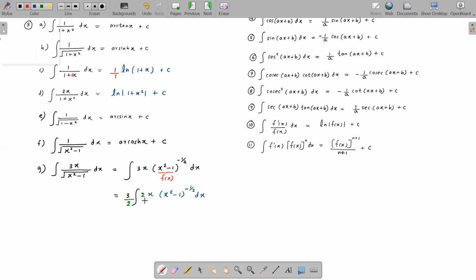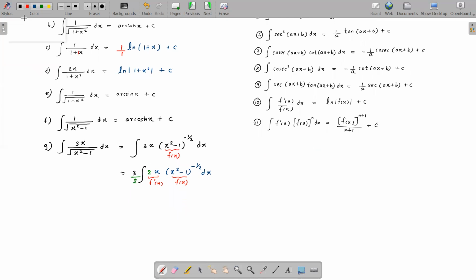So now you can see I have the perfect f dash x to this f x. Can you see? The f dash x f x is there. So now I can use the rule. When you integrate, you get f x to the power n plus 1 over n plus 1. The outside number 3 over 2 will remain the same. That doesn't change. Add 1 to the power: x square minus 1 to the power minus half plus 1 is plus half. Divide by half plus c.